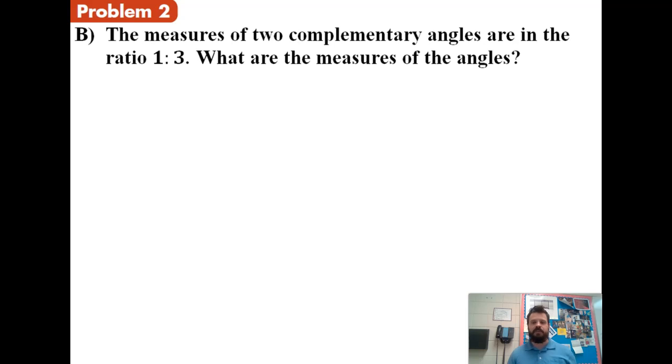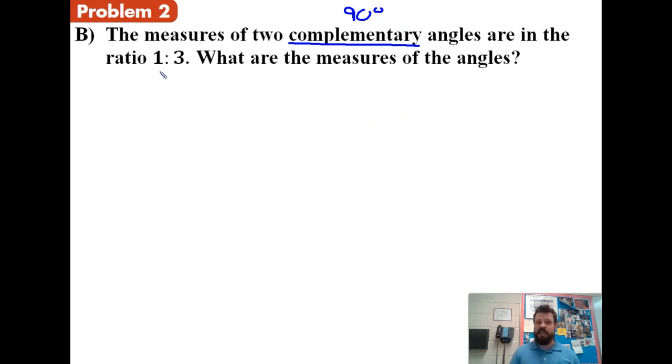All right, part B, completely different situation, but same type of problem. It says the measures of two complementary angles are in the ratio of 1 to 3. Okay, what are the measures of the angles? So once again, I have a ratio of something, 1 to 3, and I know the total. Okay, these angles are complementary, which means they add to 90. Little vocab from first semester.